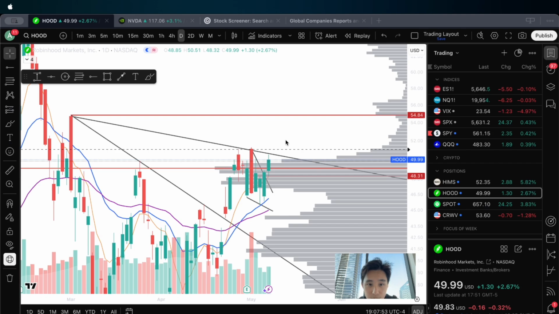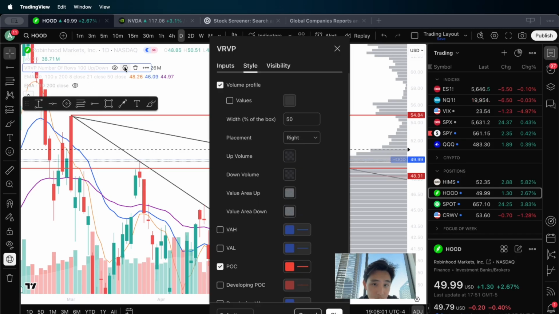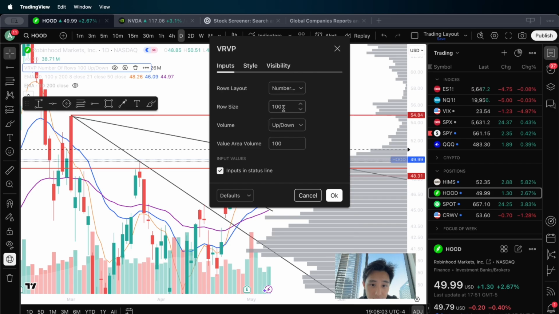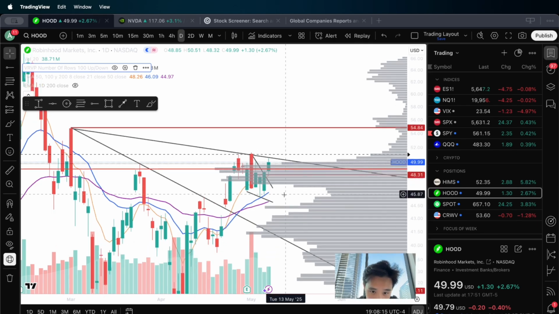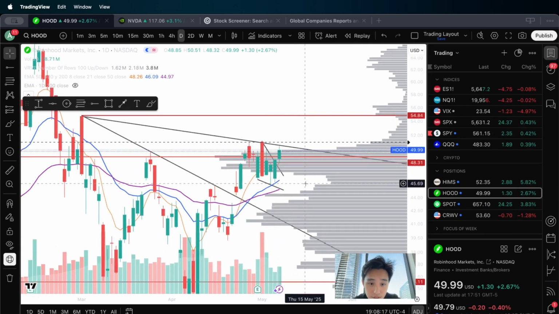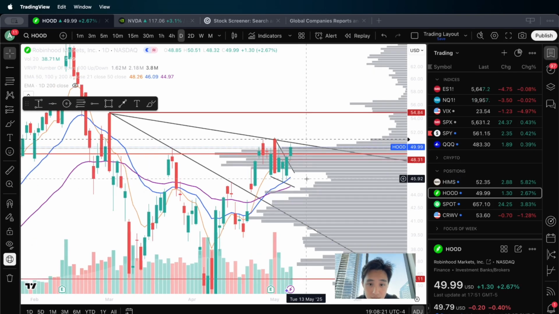Does that make sense? I hope it does. The volume profile is going to be called VRVP, and its row size is 100, value area volume is 100 as well. And again, you don't want to use volume profile as the only indicator. You want to use the price structure as well as the candlesticks and the patterns too, right?